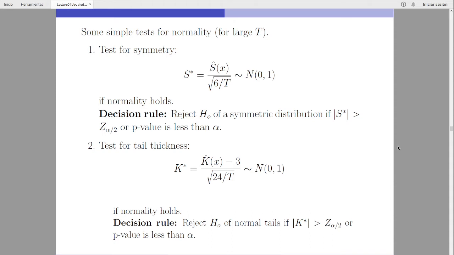For tail thickness, we can use a similar test, where our variable K star, excess kurtosis divided by the square root of 24 divided by T, is equivalent to normal (0,1). So we can assume a null hypothesis of normal tails, and we can reject it if it goes beyond the corresponding value in the normal distribution table for our level of significance divided by 2, or if your p-value is less than the significance level, the significance number, we reject it, and we will say our distribution has fat tails.